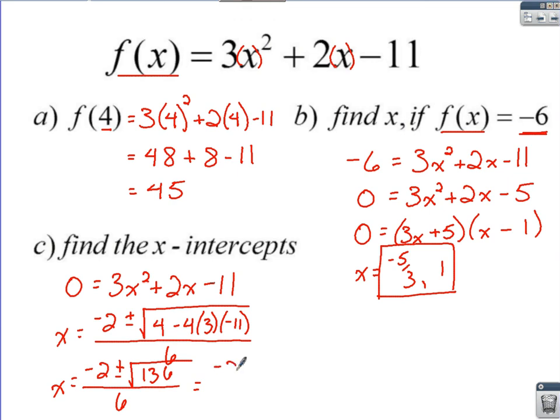We've got negative 2 plus or minus. Taking the square root of that 4, 2 pops out. Got a 34 left over under the root. That's all going to be over 6.